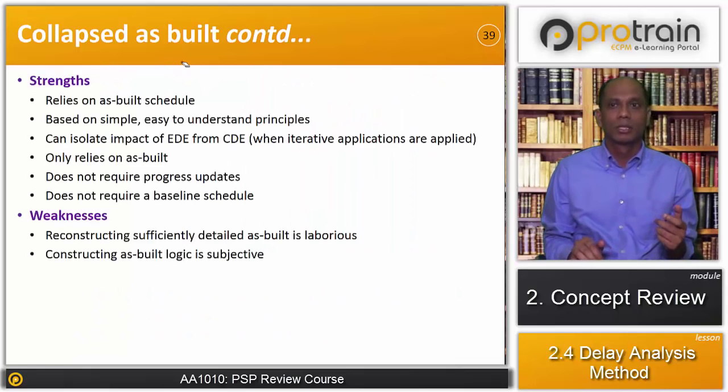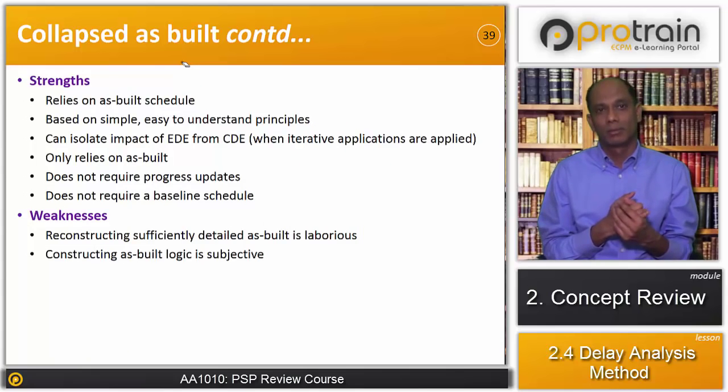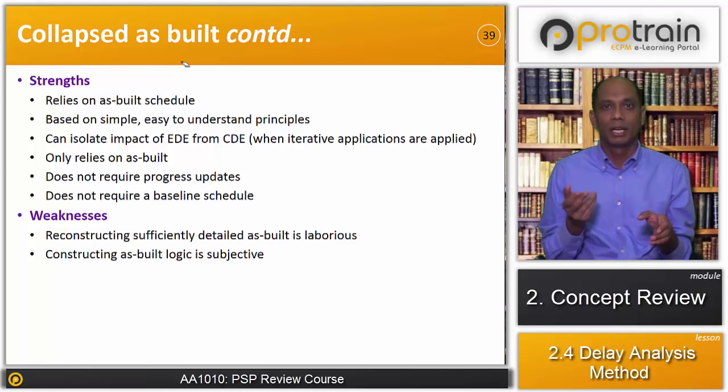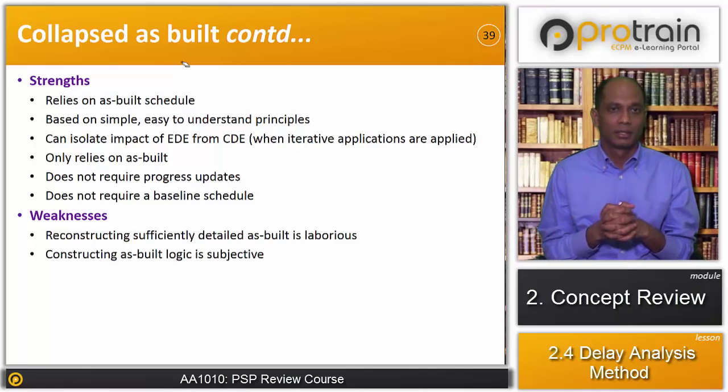Now let's talk about the strengths and weaknesses of the collapse as-built method. Let's talk about strength first. It relies on the as-built schedule, that is a strength, so the method has considered the mitigation made by the contractor. This method has considered the actual work sequence and the actual dates on which the works were completed. It is based on a simple and easy to understand principle: there is a schedule, you remove each and every delay, and then find the impact of the delay.